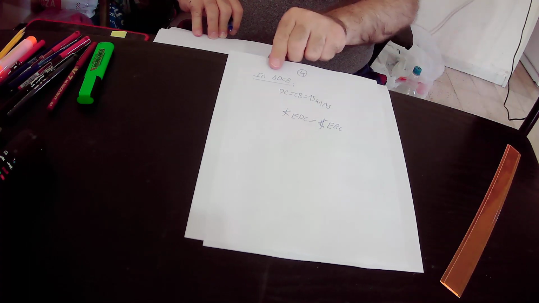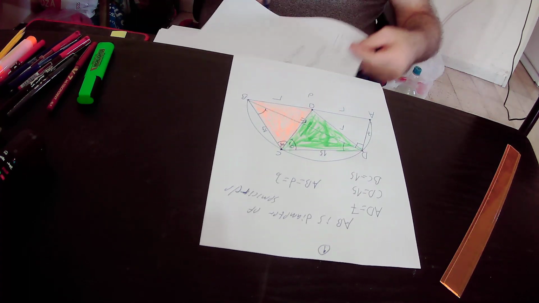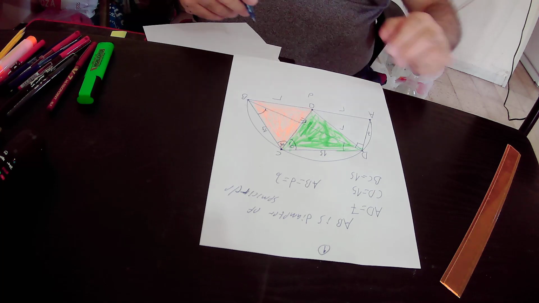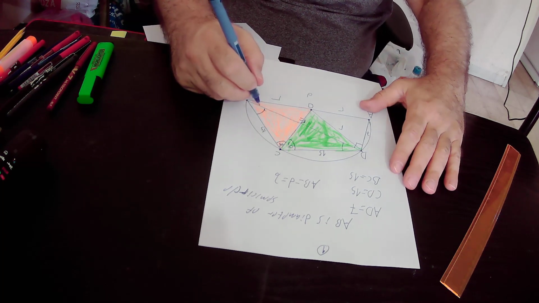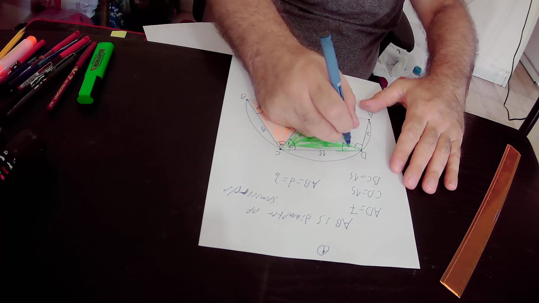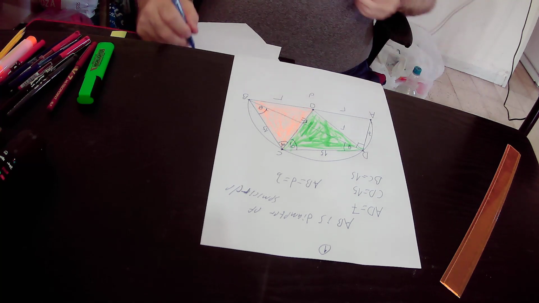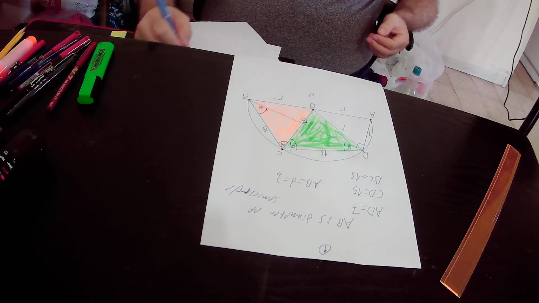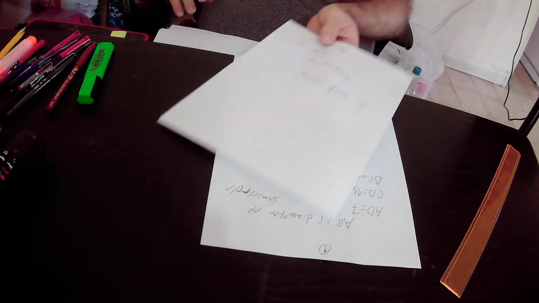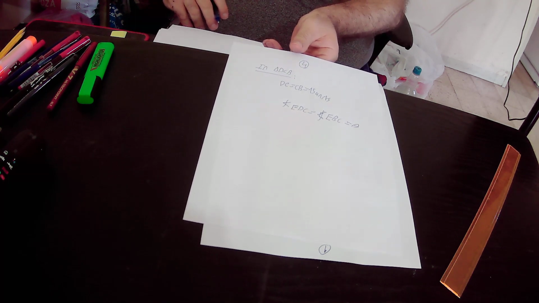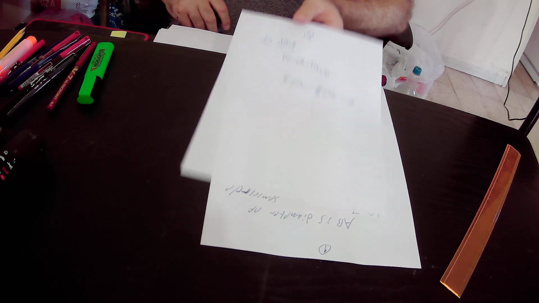Okay, so if we define this angle as theta, then this angle will also be theta, because those two angles are equal to each other. Okay, so those two angles are both equal to theta.